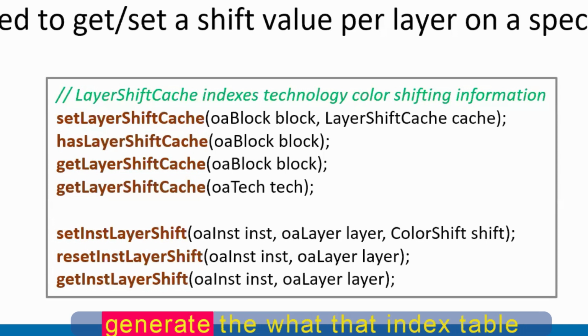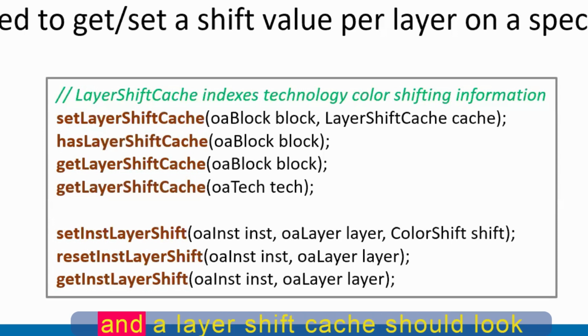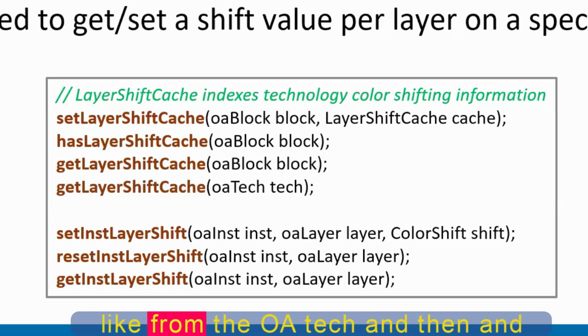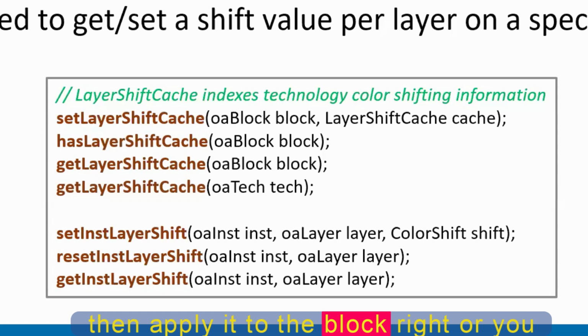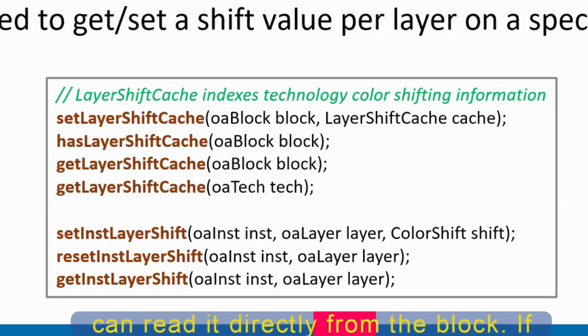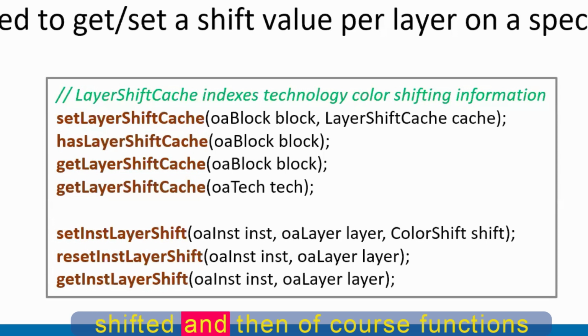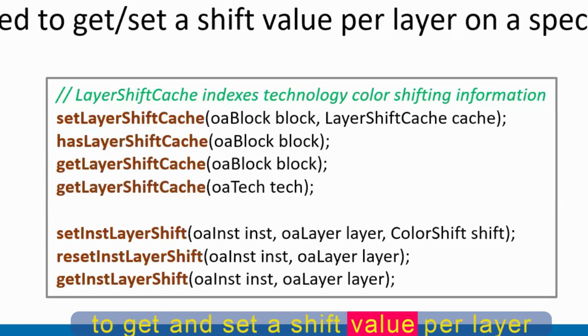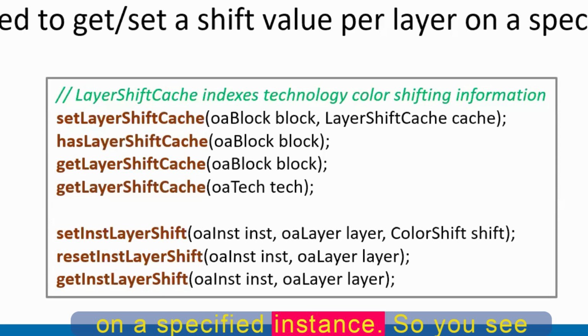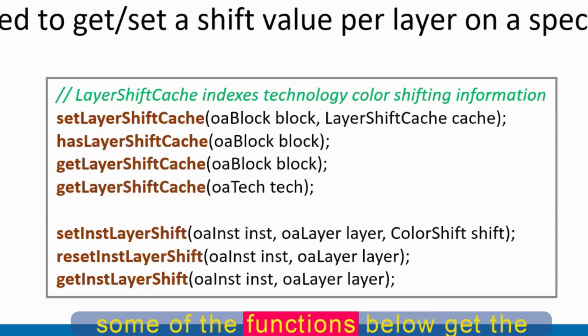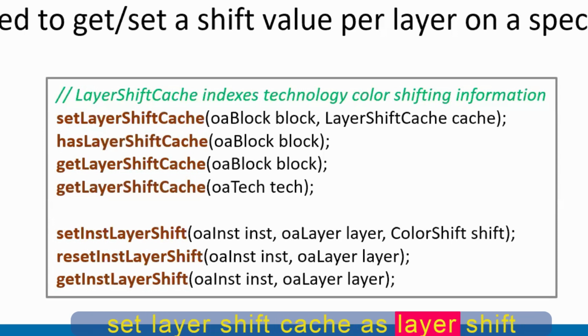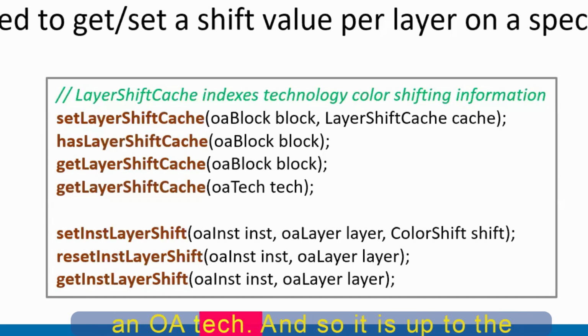So you can generate what that index table, that layer shift cache, should look like from the OA tech, and then apply it to the block, right? Or you can read it directly from the block if it's already a design that's been shifted. And then, of course, functions to get and set a shift value per layer on a specified instance. So here you see some of the functions below. You have the set layer shift cache, has layer shift cache, and then you can also get the layer shift cache on an OA block or an OA tech.